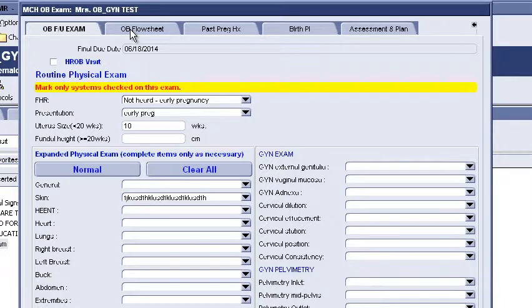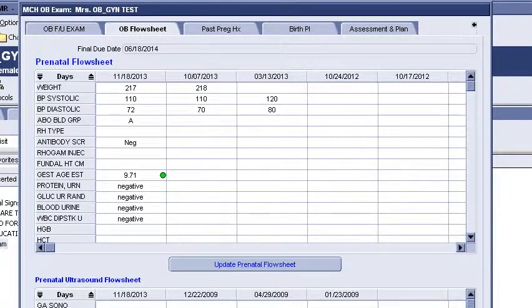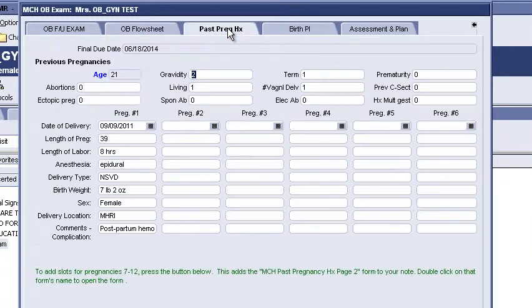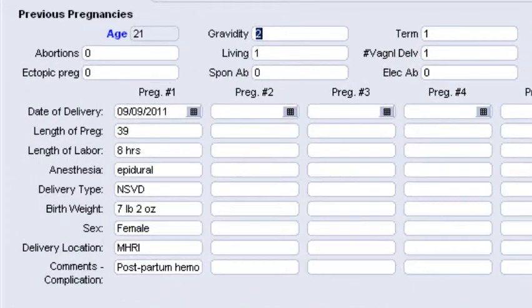So the next tab is the OB flow sheet, and this just gives you a graphic chance to see the person's urinalyses and prior blood pressures and weights, and that sometimes is useful. For many visits, you don't really need to spend much time here, but it's often helpful to see things in a graphical format.